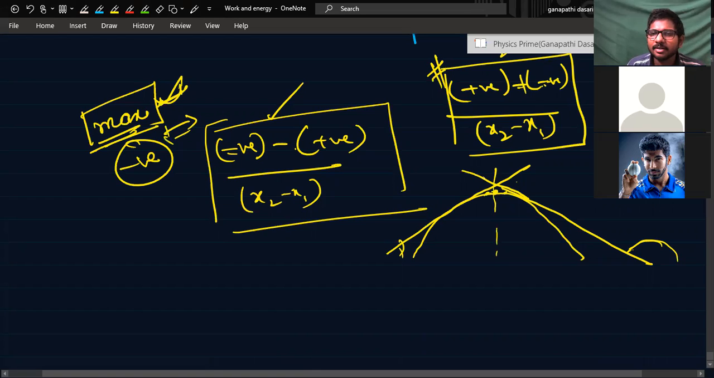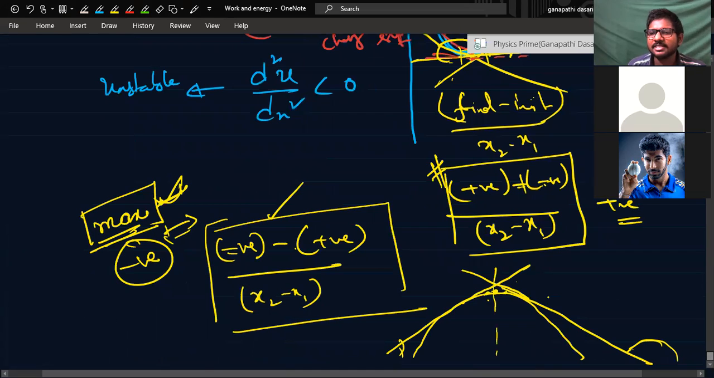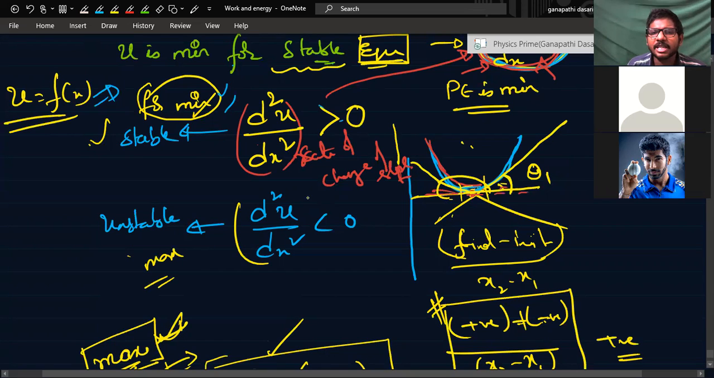For maximum, the rate of change of slope is negative, from positive slope to negative. For minimum, the rate of change of slope is positive. So that is why for stable equilibrium, the potential should be minimum, that is, the rate of change of slope is positive. For unstable equilibrium, the potential energy is maximum, that is, the rate of change of slope is negative. And these are the important points to be considered for taking stable or unstable equilibrium.